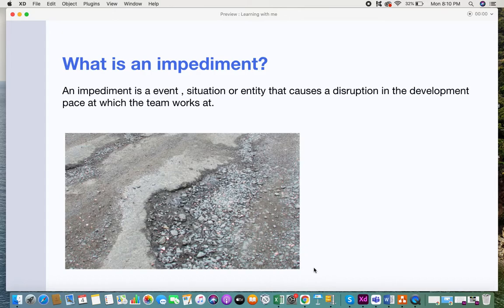Starting off, an impediment is an event, situation or entity that causes a disruption in the development pace at which the team works. So generally when there are no impediments, the team tends to work at a faster pace, and the tasks and the outputs tend to be delivered at the right pace. But when there are impediments, generally it slows down the pace at which the team generates the outputs.